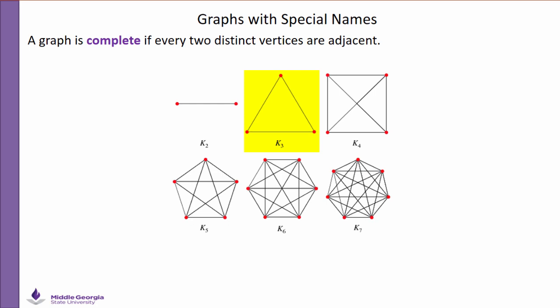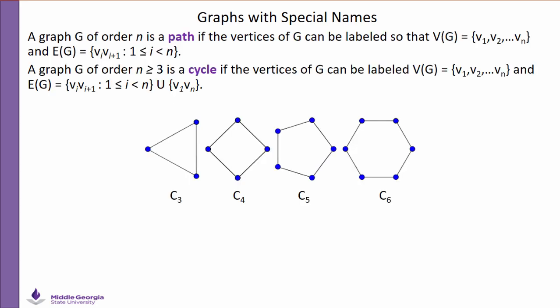The complete graph on 3 vertices is next and highlighted, followed by the complete graph on 4 vertices, and then 5 vertices, 6 vertices, and K sub 7 is a complete graph on 7 vertices. Every 2 distinct vertices are adjacent because they have an edge containing them. You might ask why the letter K was chosen for complete. Why wouldn't you choose C? Well, that's because C was already chosen for the graphs that we call cycles.